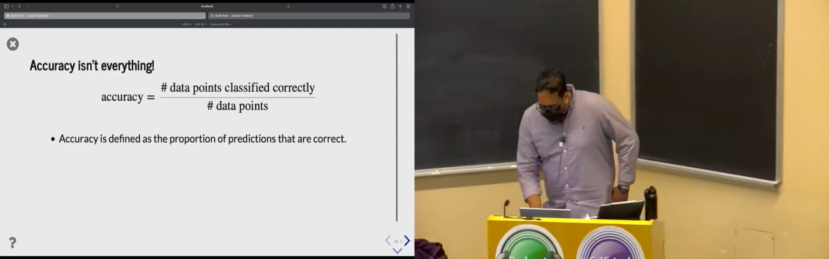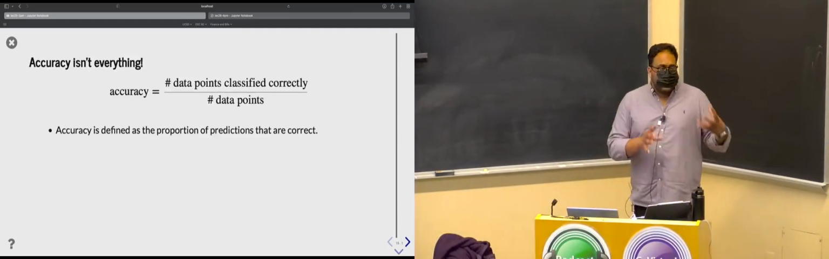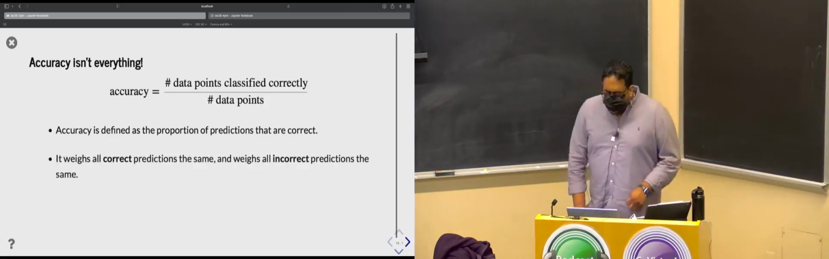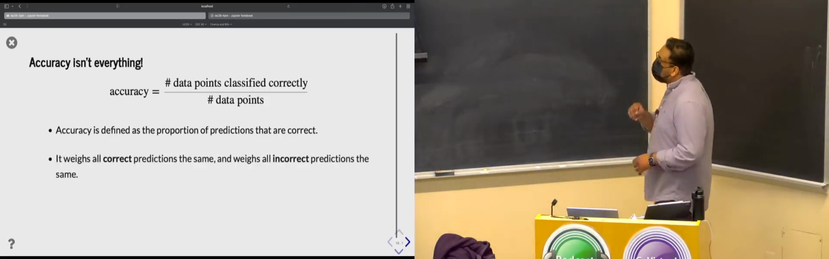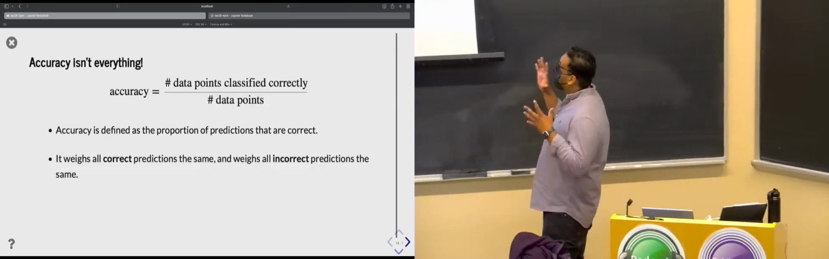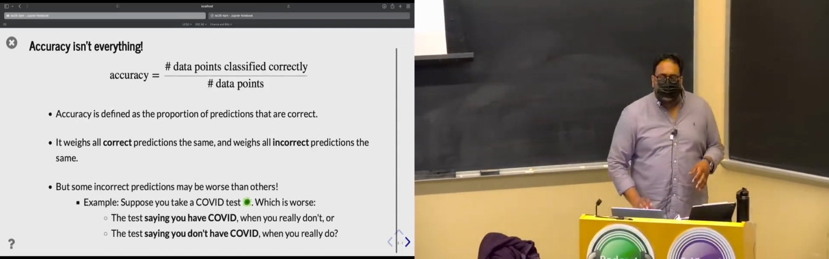We've used accuracy as our performance metric, right? We've said one classifier is better than another if it has higher accuracy, okay? The issue, though, is that accuracy treats all correct predictions the same, and it treats all incorrect predictions the same. But this isn't always desirable, right?